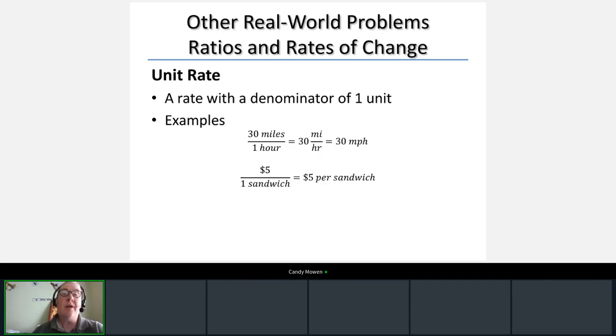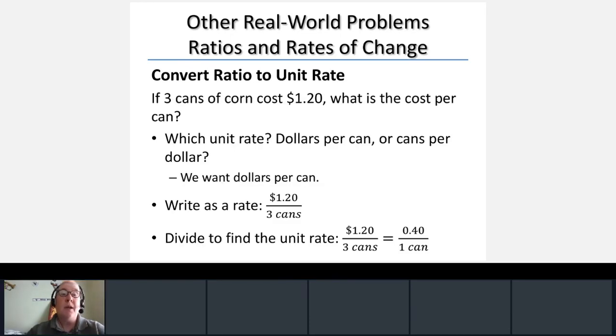Rate with a denominator of 1 unit. This is called dimensional analysis. 30 miles in 1 hour equals 30 miles per hour. $5 for one sandwich, $5 per sandwich.